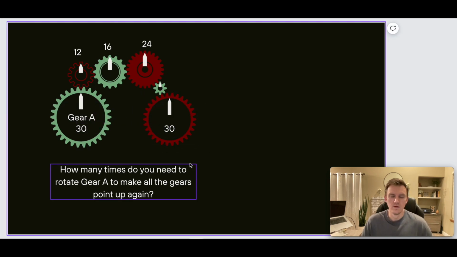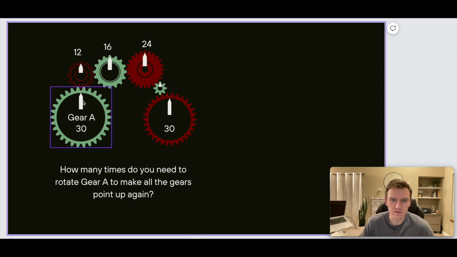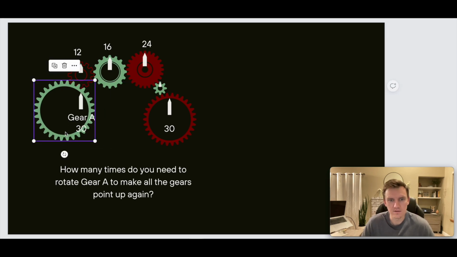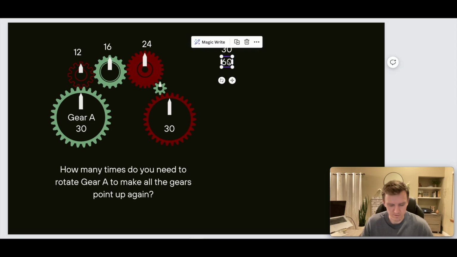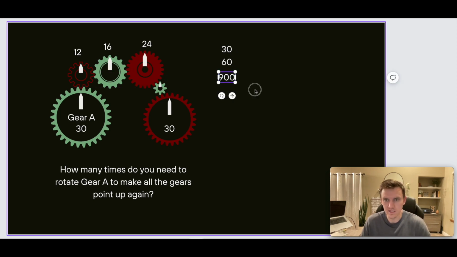For all of these gears, when we turn in multiples of their number of teeth, they will be pointed up again. For example, for gear A, if we turn it 30 clicks, it'll be pointed up again. If we turn it 60 clicks, so 30 more clicks, pointed up again. 90, 120, and so on. So what we have to do is start labeling all the multiples of the teeth for all of these gears. That's the first step.